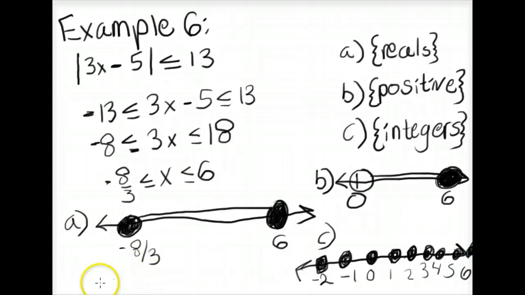So this concludes the section of chapter 1-6 of the Algebra 2 Trigonometry textbook on inequalities. And of course, all this information can be found on pages 27 through 31 of the textbook. Thank you.